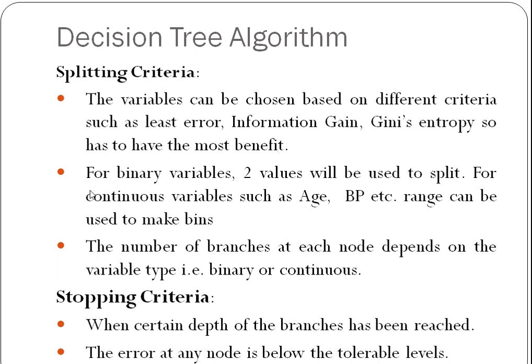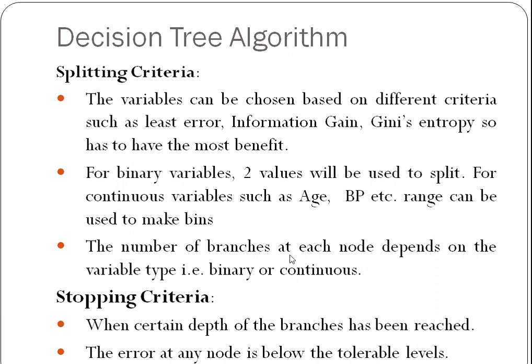For binary variables, 2 values will be used to split. Binary means a yes or no kind of category. For continuous variables such as age, BP, etc., a range can be used to make the bins. In a decision tree you cannot have a continuous value, but if there is a continuous variable, you can put a range, like age groups 0 to 10, 10 to 20. Those are called bins. Or BP ranging from 80 to 90, 90 to 100, and so on. You can make them ranges, and those ranges can be used as classes.